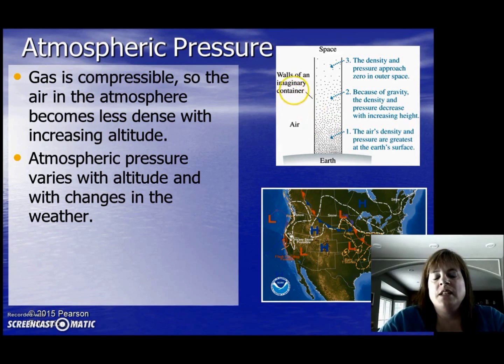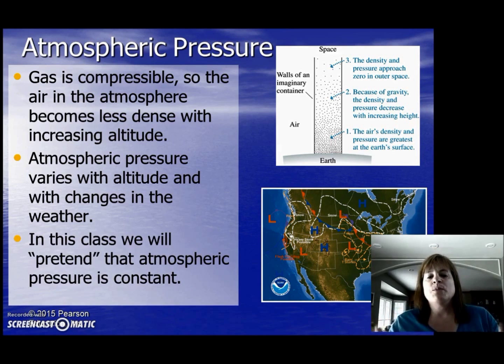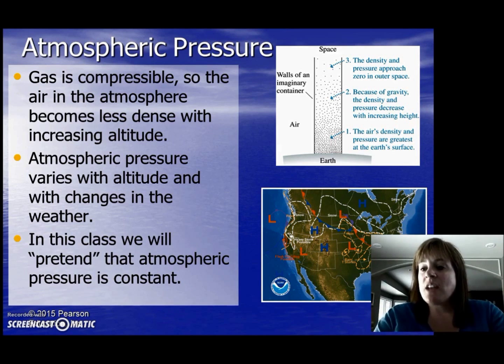Another problem is weather patterns. You've seen a weather map like this here, and atmospheric pressure varies with weather. We have low pressure systems, we have high pressure systems. So what do we do if we need to calculate a pressure, if atmospheric pressure could be anything? Well, we are going to pretend that atmospheric pressure is constant.